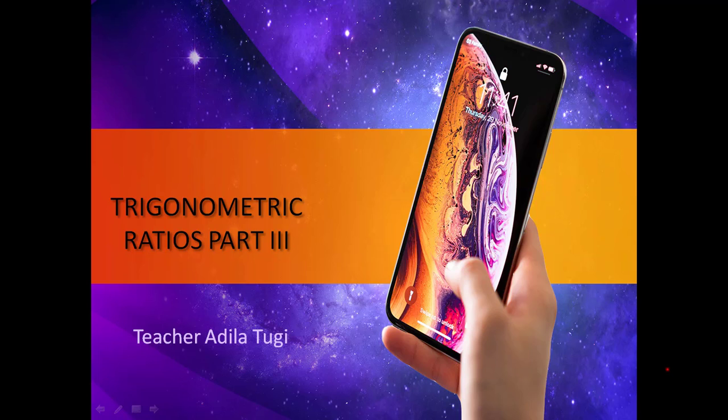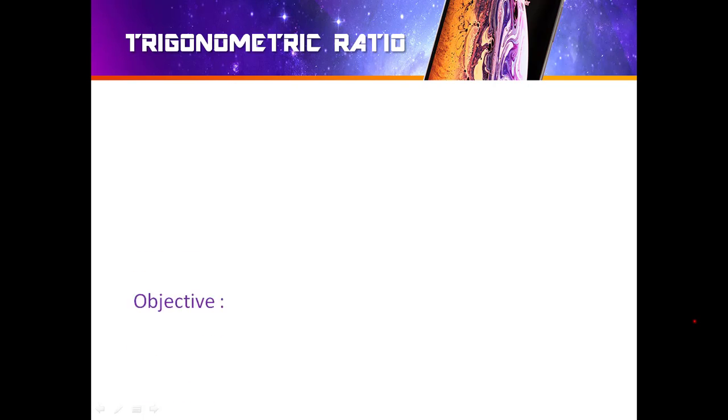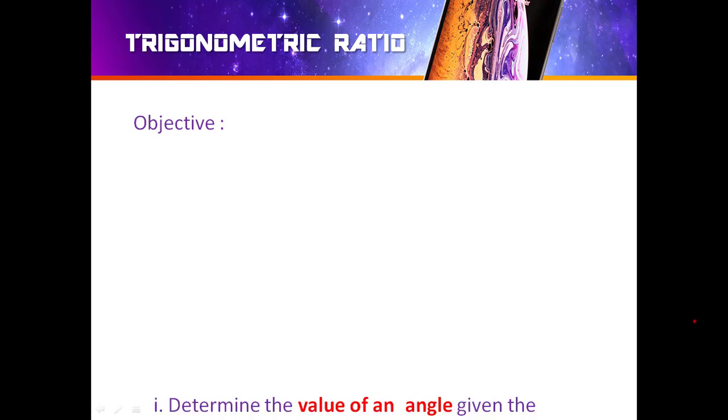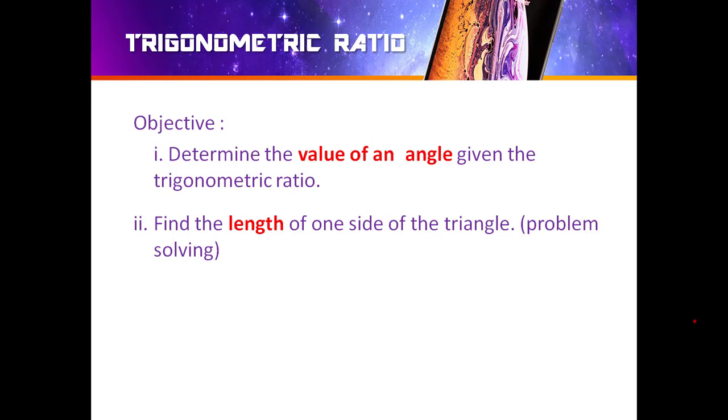Okay, hi, welcome back. Today we want to learn Trigonometric Ratios Part 3 with me, Cikgu, Teacher Adila Tugi. The objective for today is to determine the value of an angle given the trigonometric ratio, and then find the length of one side of the triangle, which is a problem solving question.